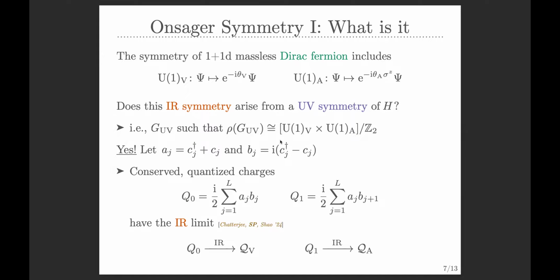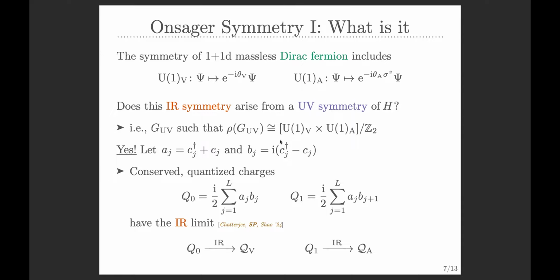This is something I figured out with Arkya Chatterjee and Shu-Heng Shao maybe almost 2 years ago. You can check it explicitly. I'm not going to show you the derivation, I'll just show you the result. It's convenient to write the complex fermion c in terms of these real Majorana fermions, a and b. And in terms of a and b, we can write down these charge operators. You can check that these charge operators commute with the staggered fermion Hamiltonian, and they also have integer quantized eigenvalues. So they both respectively generate a U(1) symmetry on the lattice.